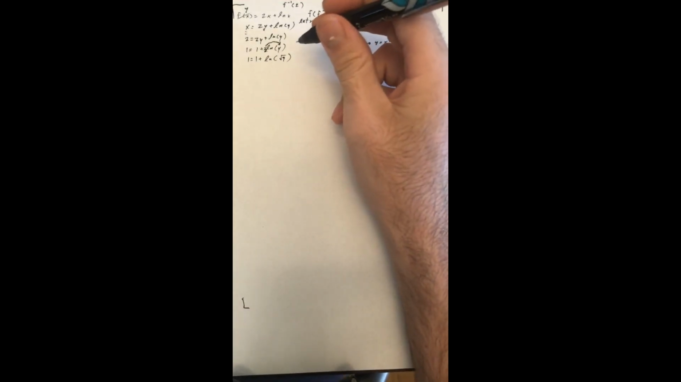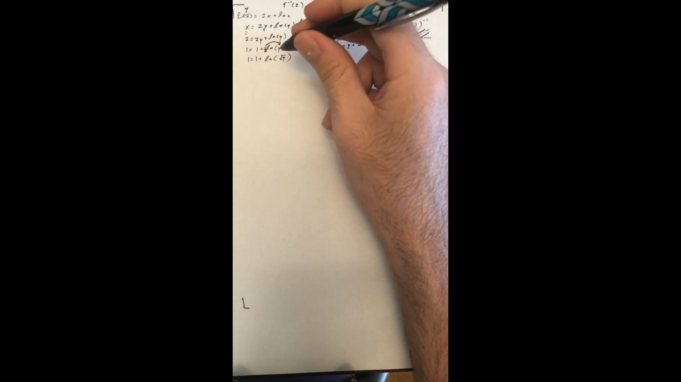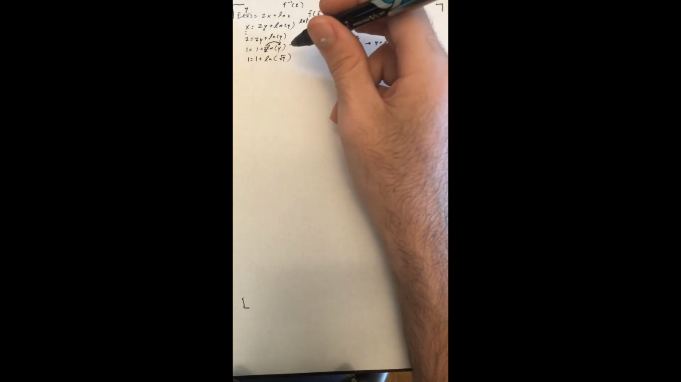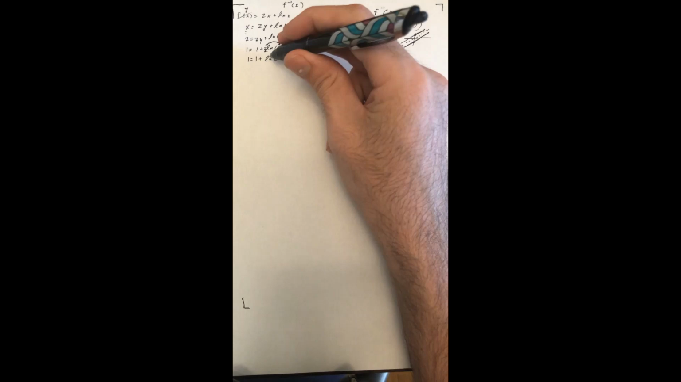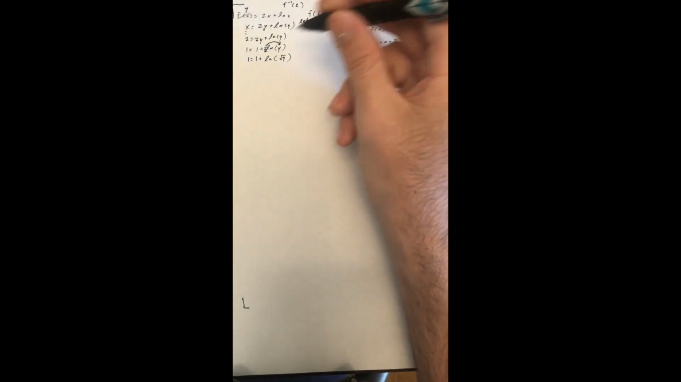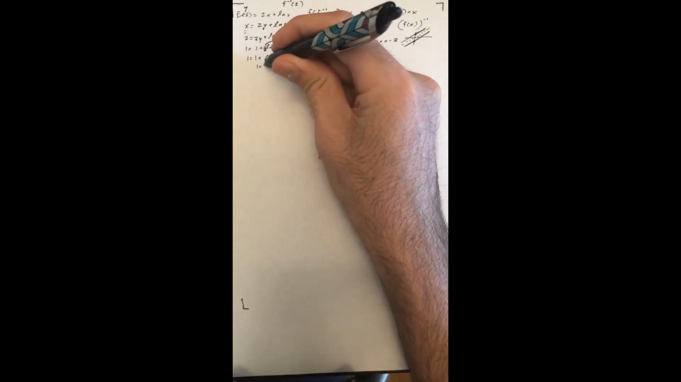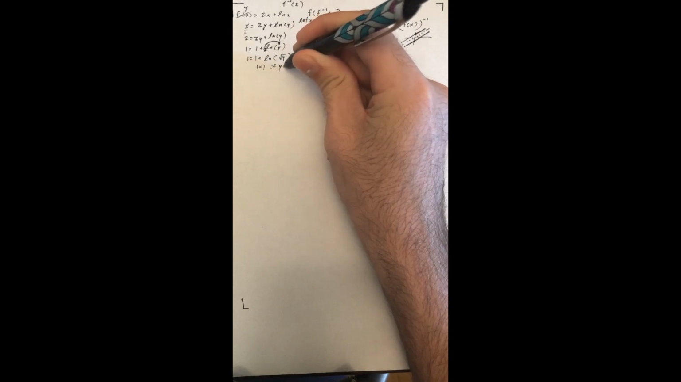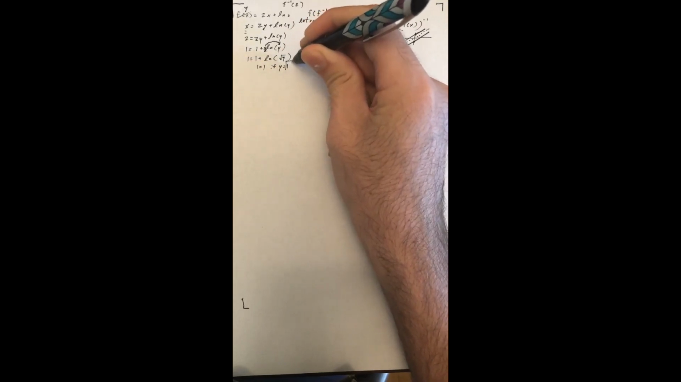Now I can just look at this equation and say, well, y is 1, because the natural log of 1 is 0. So you get 1 equals 1 if y equals 1. So that's your answer, 1. F inverse of 2 is 1.